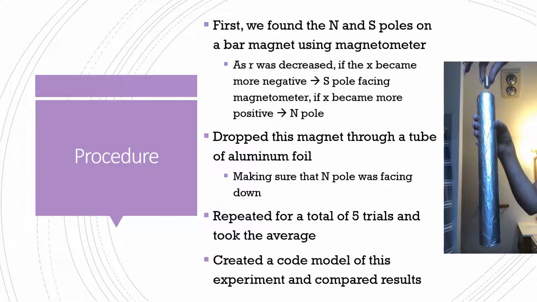was marked. Then, we dropped the magnet through a tube of aluminum foil and made sure the north pole was facing down. We repeated this for a total of 5 trials and took the average time. We then created a code model of this experiment and compared the results.